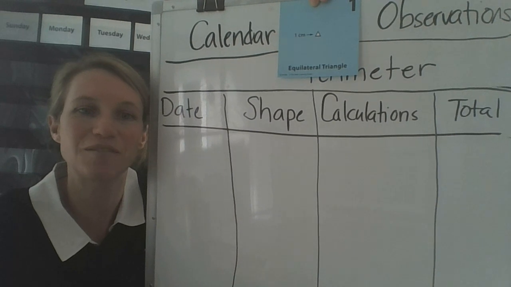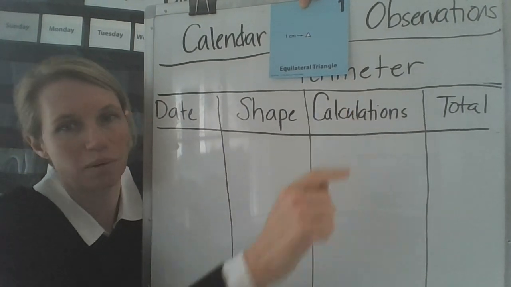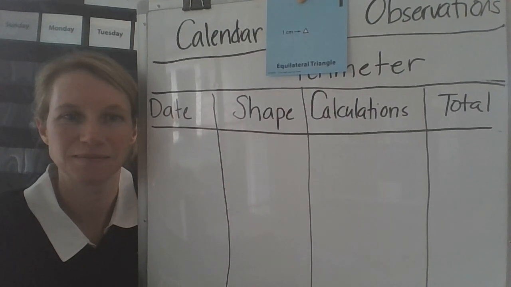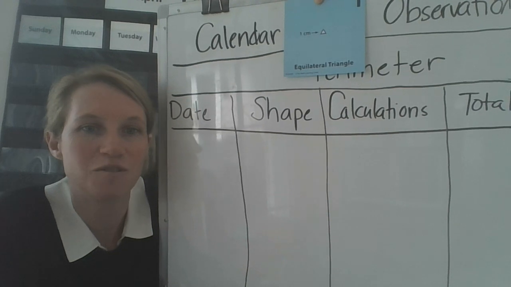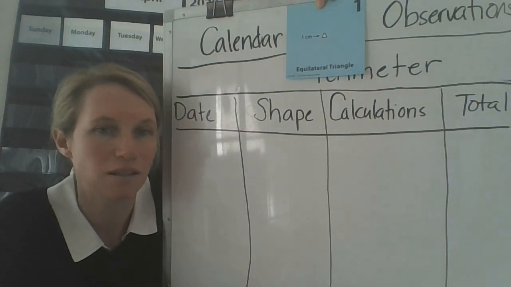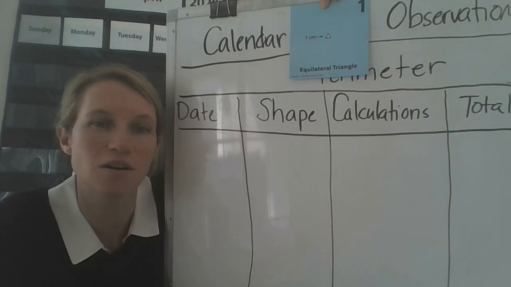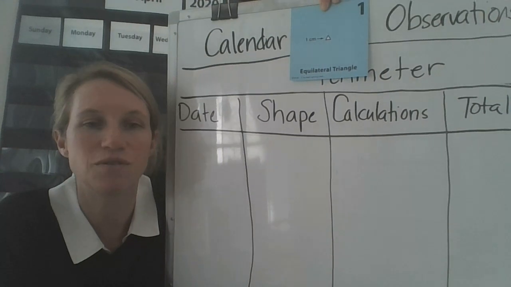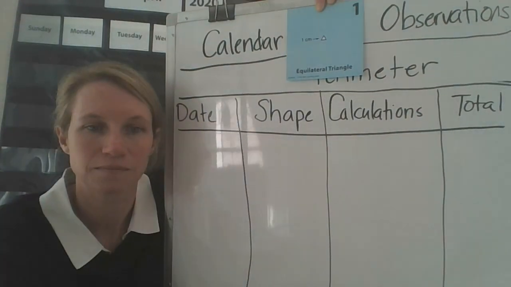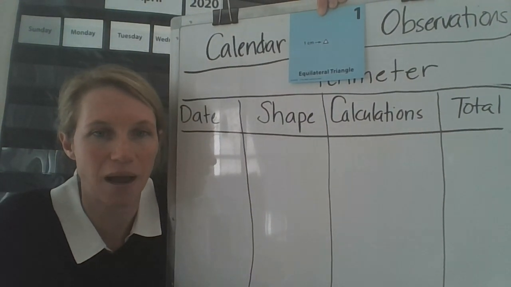On our observations chart, it says we need to calculate the perimeter. What do you think the perimeter is? Some of you may be wondering, well, I don't know how to calculate the perimeter. Some of you may be wondering, what is the perimeter? And some of you might know what the perimeter is, but you've only calculated it with rectangular arrays. The perimeter is actually the distance around the shape.